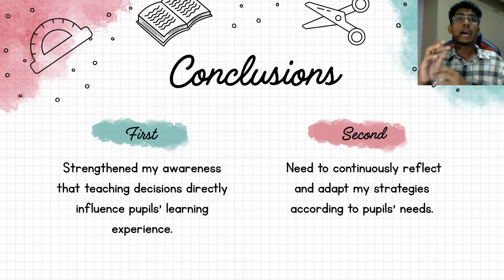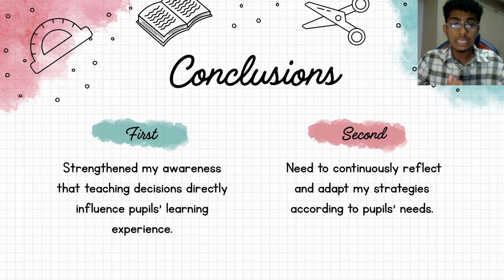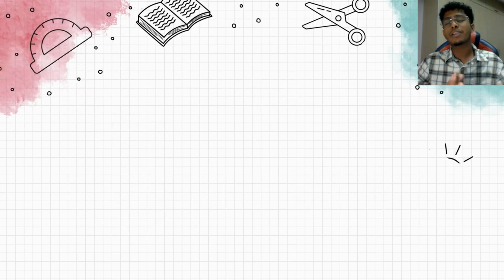First of all, this lesson and the analysis of this lesson really strengthened my awareness that teaching decisions directly influence pupils' learning experience, because the activities that we conduct and the way we explain shape their understanding of several topics. And also the second thing is I need to continuously reflect and adapt my strategies according to pupils' needs, because the first step is to understand our pupils completely in order for us to strategize our lessons according to their needs. So that is the end of my presentation.